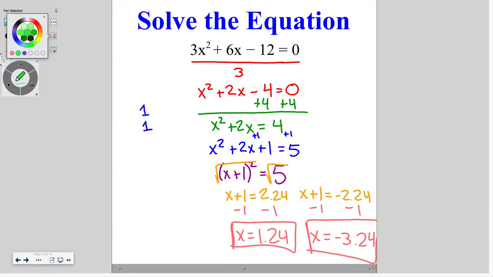Dividing by 3, you end up with x squared plus 2x minus 4 is equal to 0. Add 4 to both sides. Complete the square by cutting 2 in half, which gives you 1. Squaring that is 1, so adding 1 to both sides. Factoring and taking the square root, and then subtracting 1 to solve. Your 2 answers are 1.24 and negative 3.24.